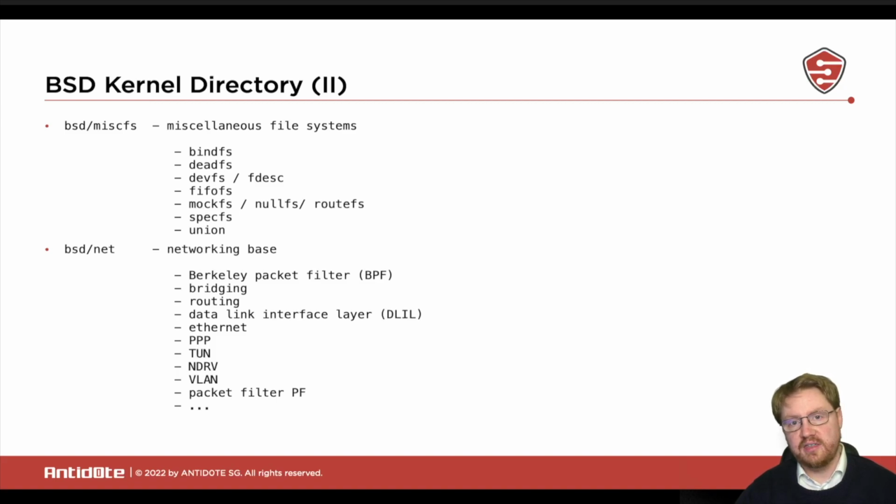Then you have the /net directory. That's the basic networking base code. So this is not the IP version 4, IP version 6 stuff. This here is basically core networking base, like various packet filters like the Berkeley packet filter and the normal packet filter for firewalling. You have bridging code, routing code, Ethernet, PPP, and VLAN, and a bunch of other stuff, all implemented in this one subdirectory.